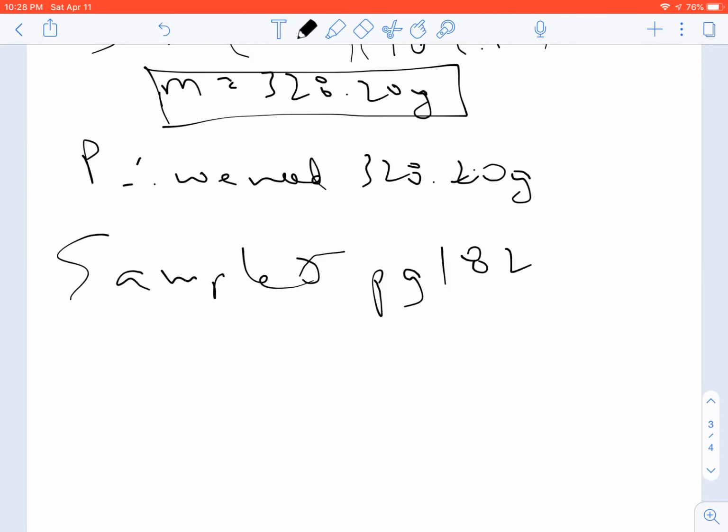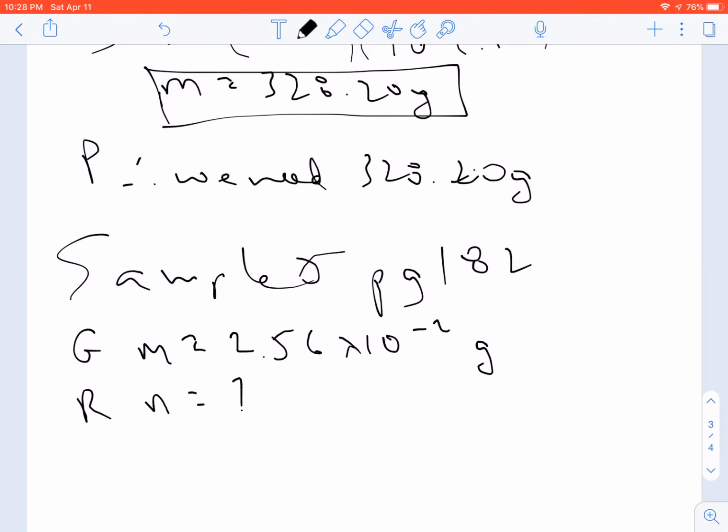Okay, so we're told, what are we given? We're given the mass of my tablet, 2.56 times 10 to the negative 2 grams. There's the mass. And the question is asking me, how many moles are in that tablet?